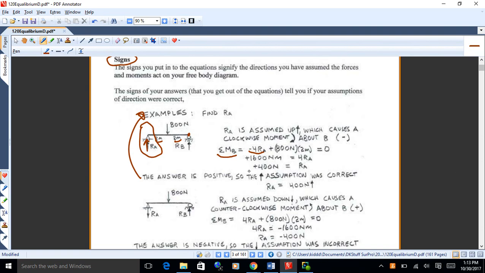Now, when I worked through this, I got a positive answer. That meant that RA is as I assumed, it's up. Okay? So that positive answer meant that, yes, I assumed correctly, RA is up. Okay?